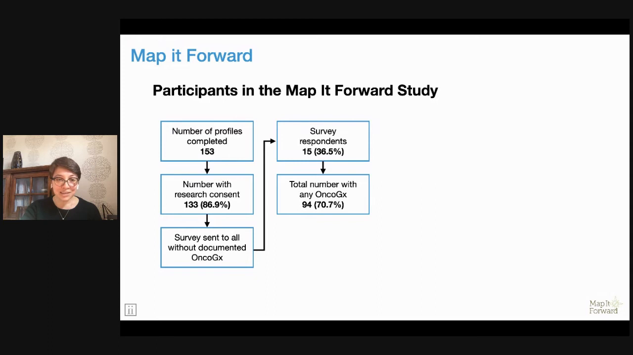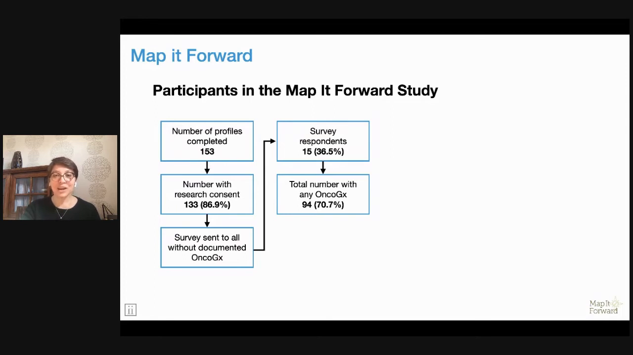Once we have completed the extraction, we're able to identify those profiles that appear to have no information around oncogenomic testing. And so we actually sent a survey out to those individuals to clarify whether or not that absence of information is because they hadn't had any testing performed, or perhaps because we may have missed it as part of our collection. We had a response rate of about 37%, which is not bad considering this was an unpaid survey.